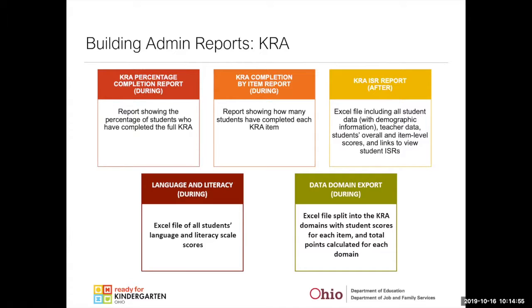The KRA percentage completion report shows the percentage of students who have completed the full KRA, all of the 50 items. The KRA completion by item report shows how many students have completed each item of the KRA. The language and literacy report shows the actual language and literacy scale score for each of those students that have completed that portion of the KRA. And the domain data export shows all 4 domains, the mathematics, the social foundations, all of those, each one, and shows the total scores for each of those students.